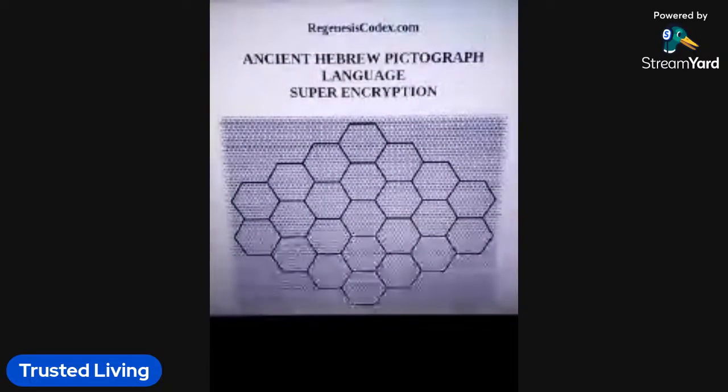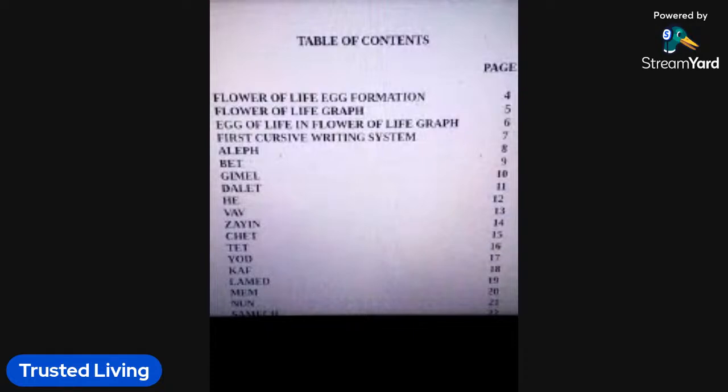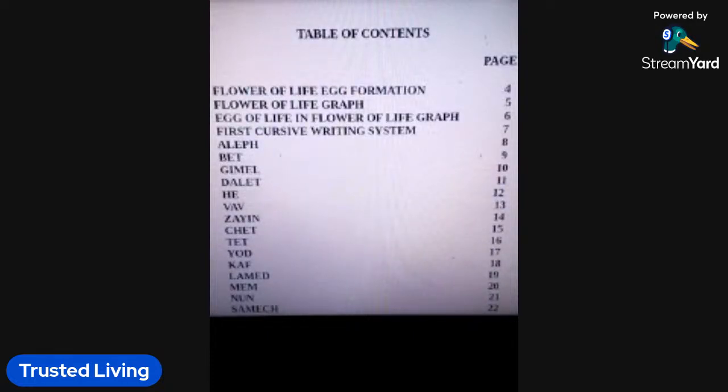It'll open up as a PDF, or you can download the PDF into your device. So let's get a look at what's here. This is the front cover. What I'm going to do is scroll down to the table of contents and review it. Table of contents, page 4, the flower of life egg formation.